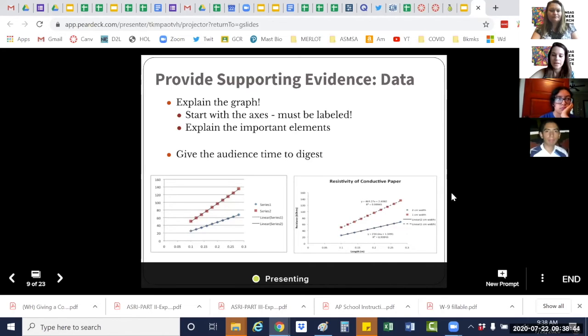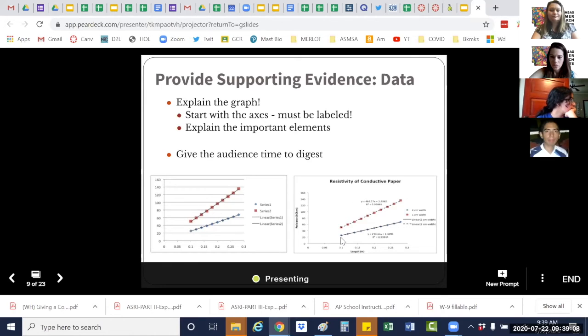And if I am presenting this to a group, I start out with the title. I say, here is my data showing the resistivity of conductive paper. You can see on the x-axis here, we have increasing length of conductive paper. This data set right here is for 2 centimeters wide. This one here is for 1 centimeter wide, and I'm measuring the resistance in kiloohms. So there, I've told them all the pieces.